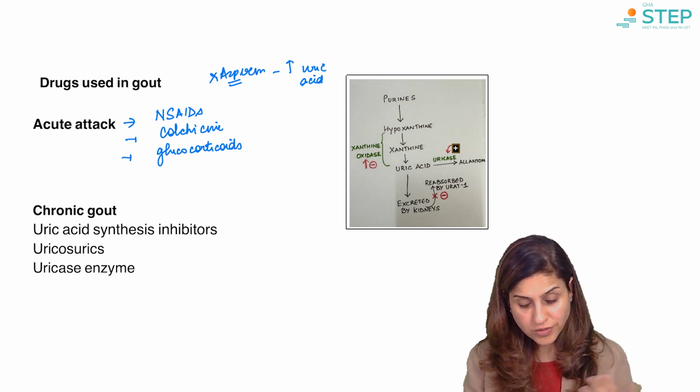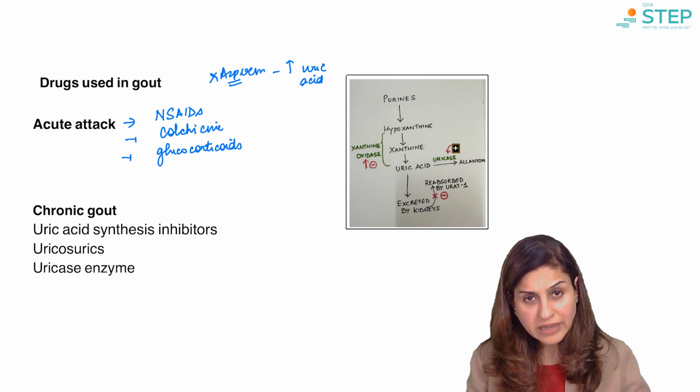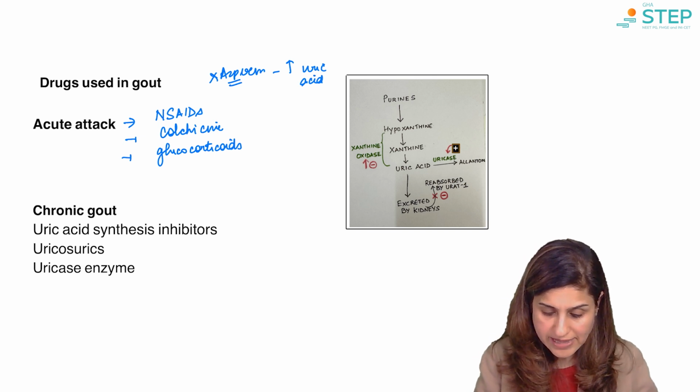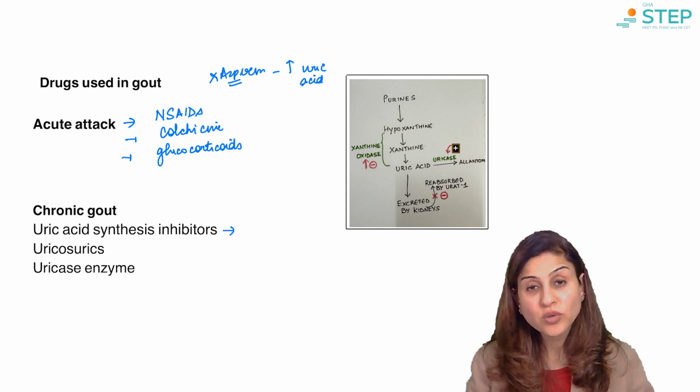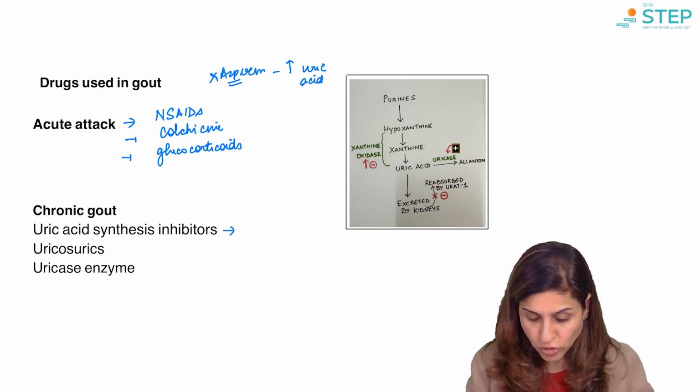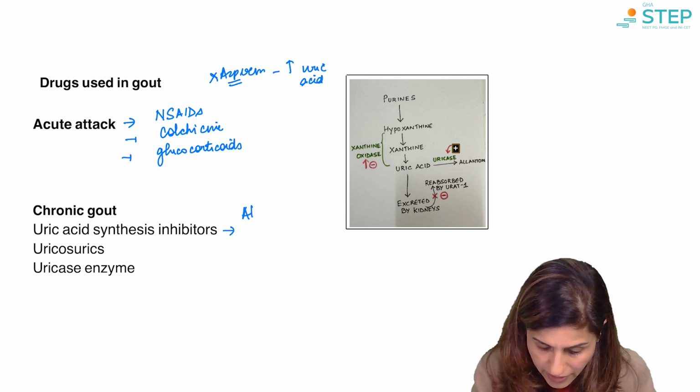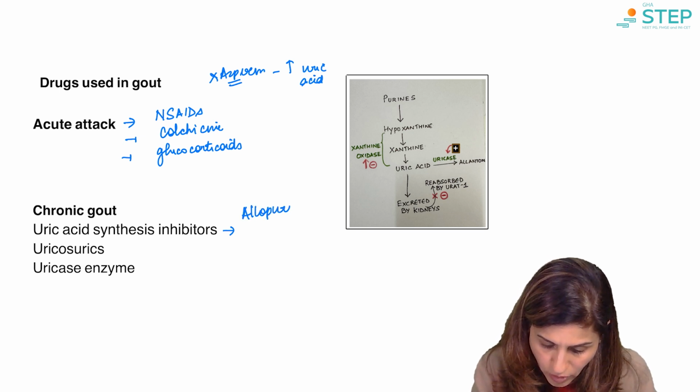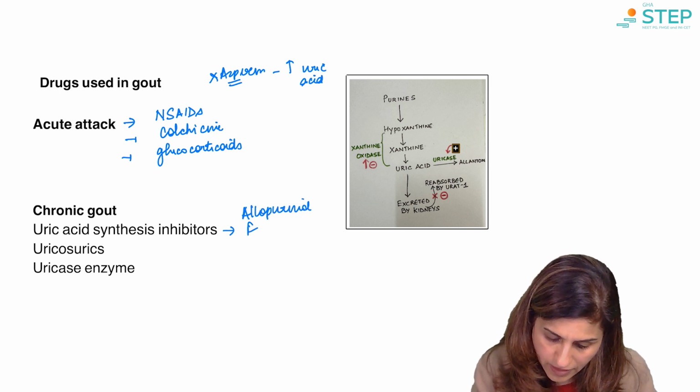Alright, so this is meant for acute attack. Now chronic gout: there you have to prevent the attacks of gout. As I said, the first group was uric acid synthesis inhibitors, and the two important drugs here are allopurinol and febuxostat.